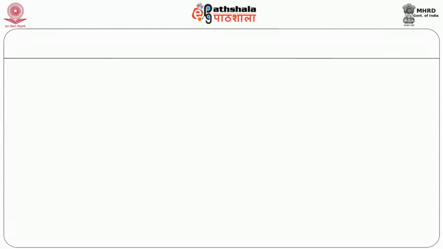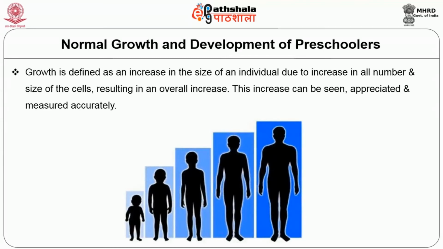Hence, so many changes are occurring that it may be very difficult to know whether the child is progressing normally or encountering any stumbling blocks in this development. What is the normal growth and development of preschoolers? Growth is defined as an increase in the size of an individual due to an increase in the number or size of the cells, resulting in overall increase. This increase can be seen, appreciated and measured accurately.